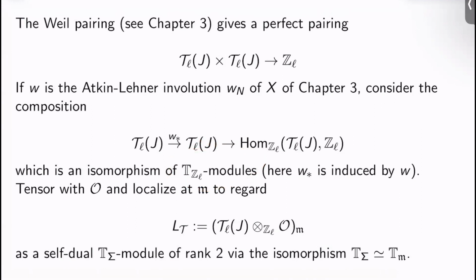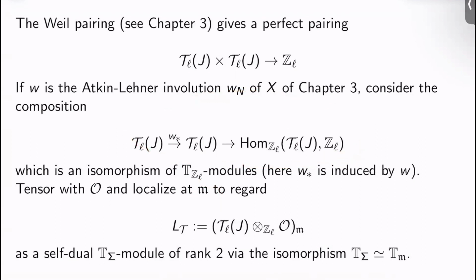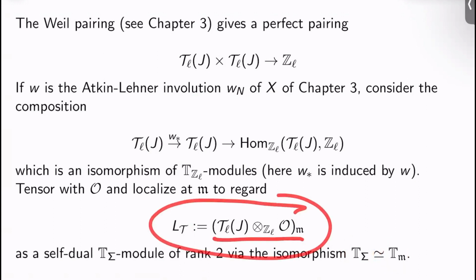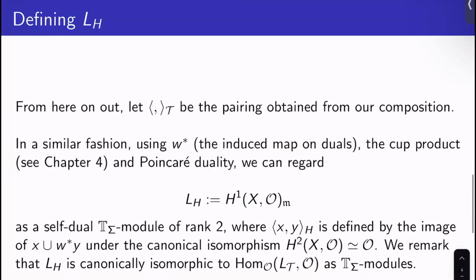So what you can do is you can take this map here, you can tensor with O and localize at the maximal ideal M that we have from the first slide or from the last video if you like, to regard the module that I'll call L sub T, which is T_L J tensored up to O over Z sub L, then localized at M, as a self-dual T sub sigma module of rank 2. And the reason you're allowed to do this is because of that isomorphism between T sub sigma and T sub M. Okay, so here is the first crucial module. It's L sub T, it's self-dual. Self-dual was a terminology that was defined last video. So there's L sub T. What's L sub H?